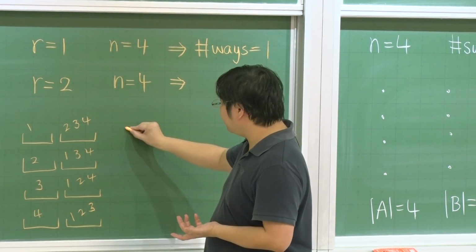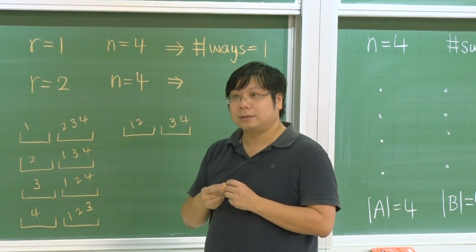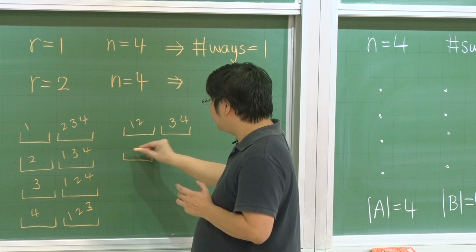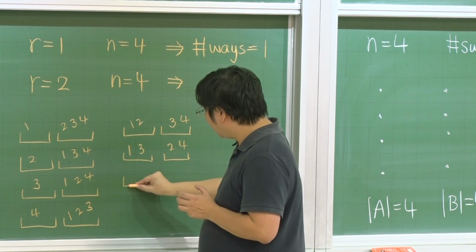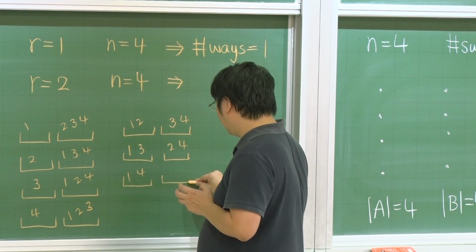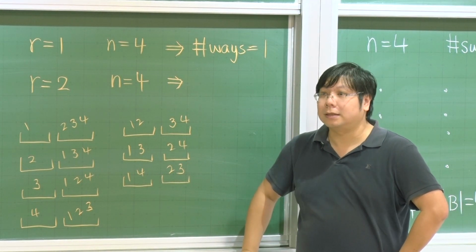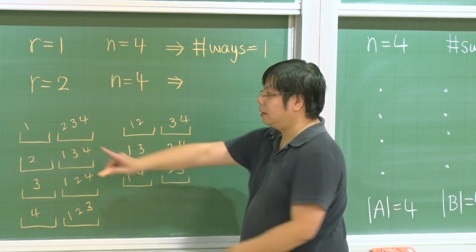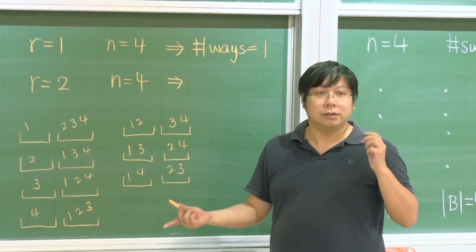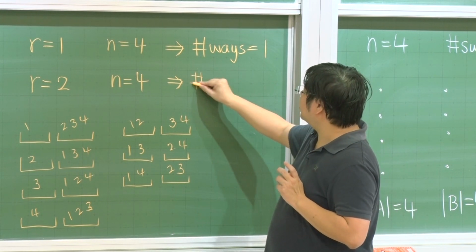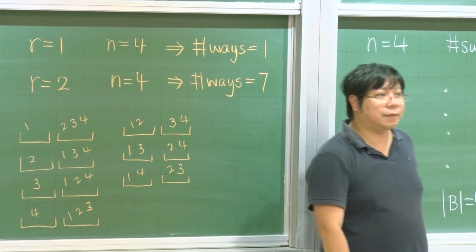Is that all? No, we can have 2, 2 divisions, right? We may have 1, 2, and then 3, 4 here. And then we can have 1, 3, and then 2, 4 here. And then we can have 1, 4, and then 2, 3 here. Is that okay? And that's it. The other cases are symmetric. So the number of ways is going to be 7 for this case.